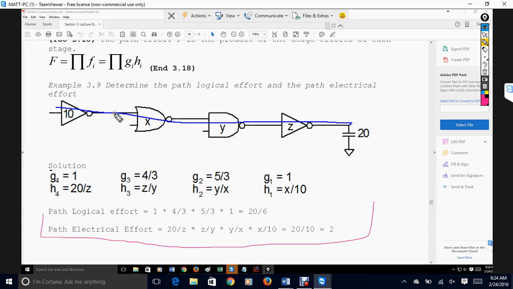So does that make sense to everybody? What's up, Trey? How is G3 4 over 3? That's given. Yeah, these are given values. Actually, I should be a tad more clear. This is an OR, and this is an AND, right? So why can I say this is 4 over 3 and this is 5 over 3? What did we discuss last lecture?